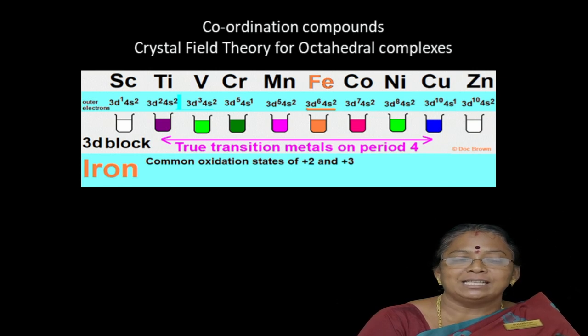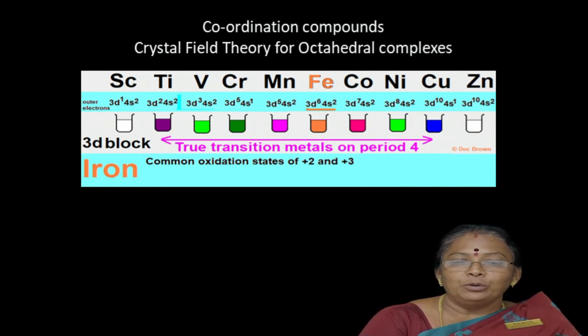electronic arrangements in d orbitals. In scandium, 3d1 4s2, titanium 3d2 4s2, vanadium 3d3, chromium 3d5, manganese again 3d5, iron 3d6, cobalt 3d7, nickel 3d8, copper 3d10, zinc 3d10. You see, scandium and zinc complex compounds are colorless.